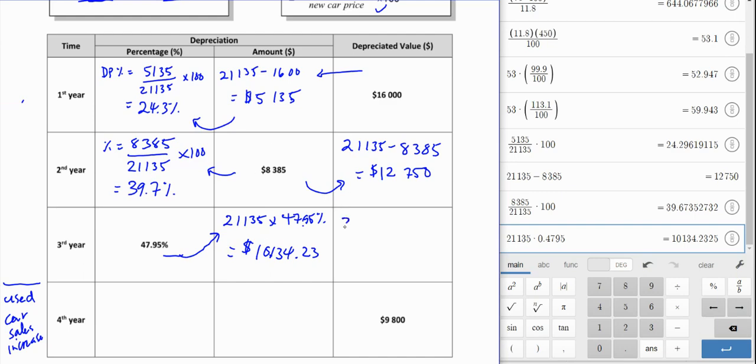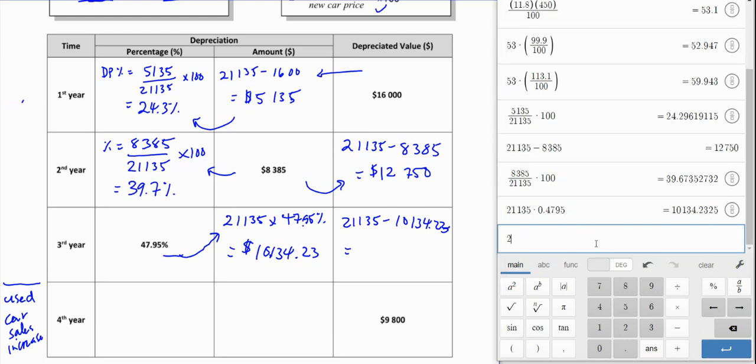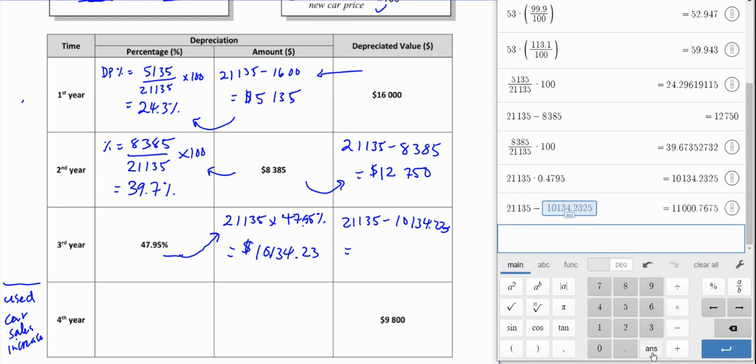So what will be our new price? What's our new value of the car? 10,134.23. Oh, all right. So 21,135 minus, remember your answer button, right in there. So now our car is worth 11,077. Okay, so it is slowing down. This was a bigger drop than this was, right? So we drop a lot in the first year, a little bit more in the next year.